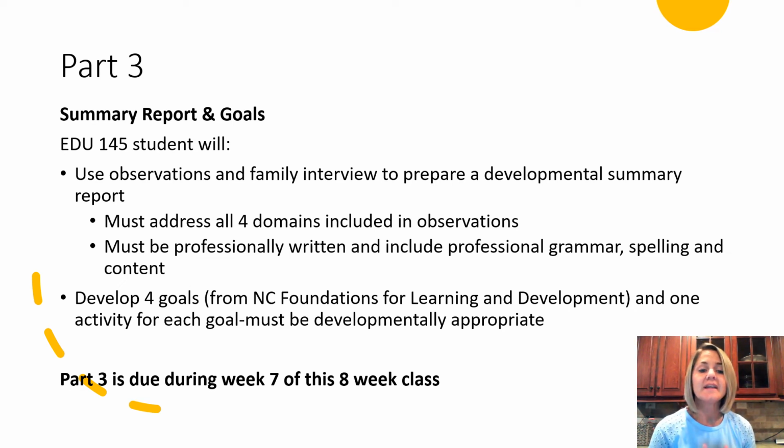And you're going to create in part 3 a summary report that gives a summary of that child's overall development, addressing all of those developmental domains and where you see them having strengths and then areas that could use improvement. From that, you are going to create 4 developmental goals. Those goals will come directly from North Carolina Foundations for Learning and Development, and you are going to plan an activity that would enhance that child's development for each of those 4 goals.